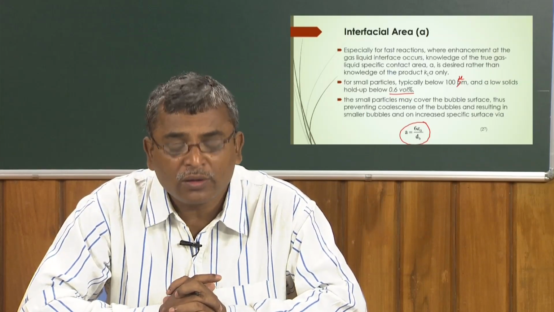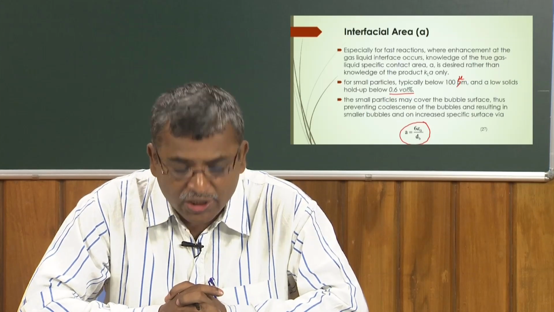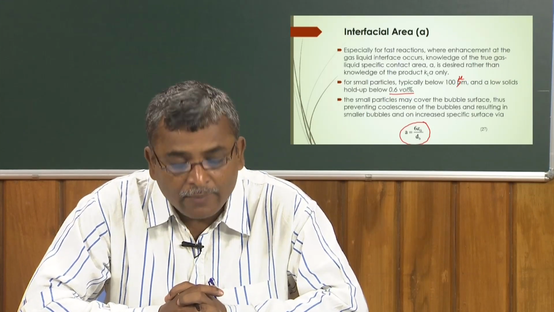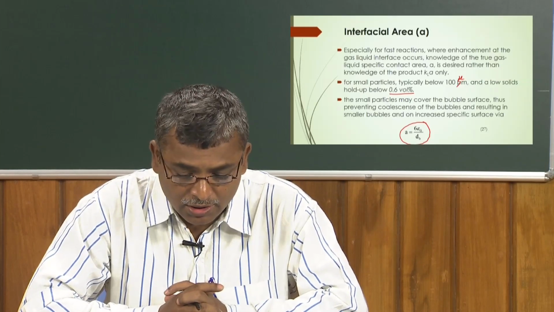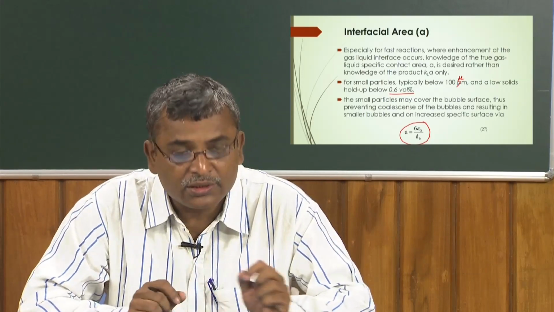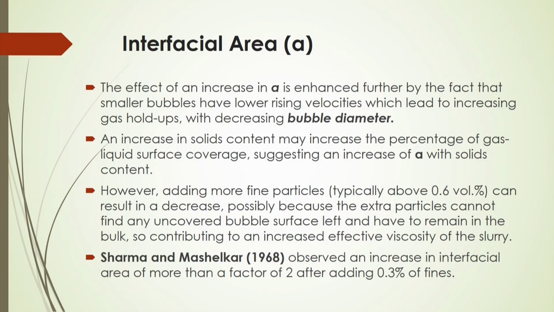If you know the overall gas hold-up, then equation 27 will give you the interfacial area of the bubbles, which can be used to estimate the overall mass transfer coefficient. The effect of an increase in interfacial area is enhanced further by the fact that smaller bubbles have lower rising velocities, which lead to increasing gas hold-ups with decreasing bubble diameter.